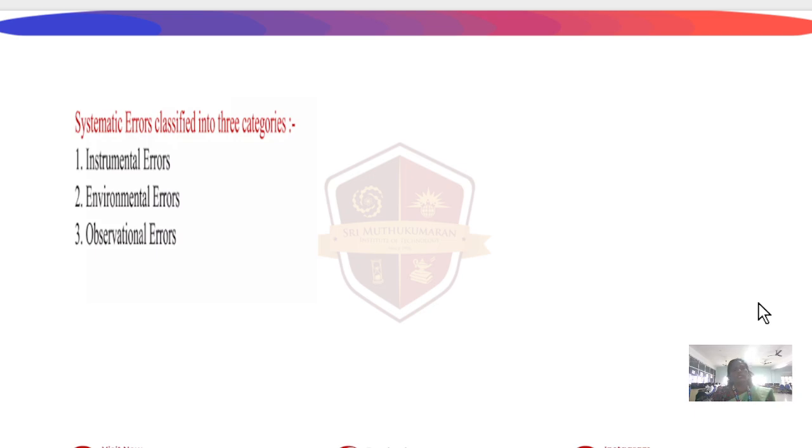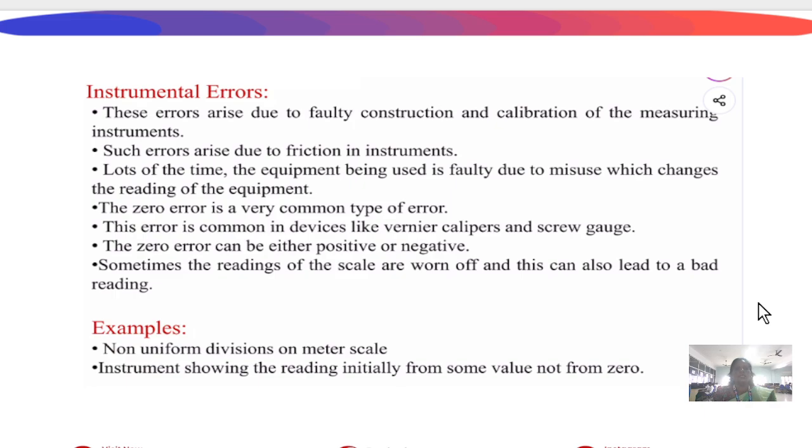Based on their nature, errors are classified into two main types. Systematic errors follow a fixed pattern and can be predicted. Random errors do not follow any pattern and they change randomly from one reading to another. Let us study each type in detail.